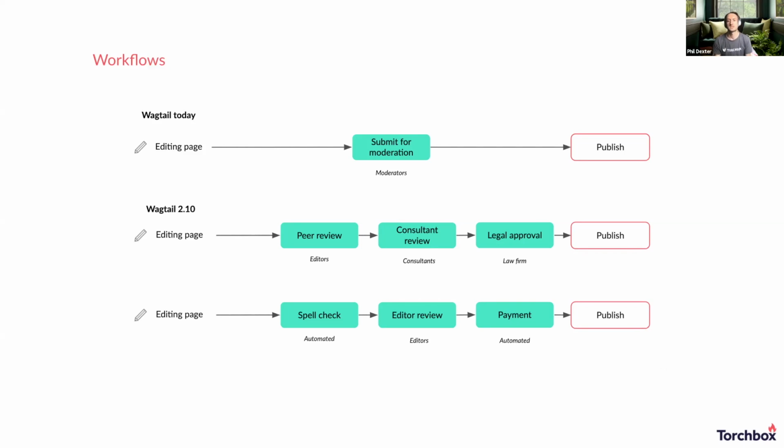As I've said, the only task type that comes out of the box with 2.10 is going to be the group approval task. Custom ones are going to require customization by developers, but documentation is going to be readily available, and we're excited to see which tasks are created by the community. So now I'm going to show you what this looks like in Wagtail.